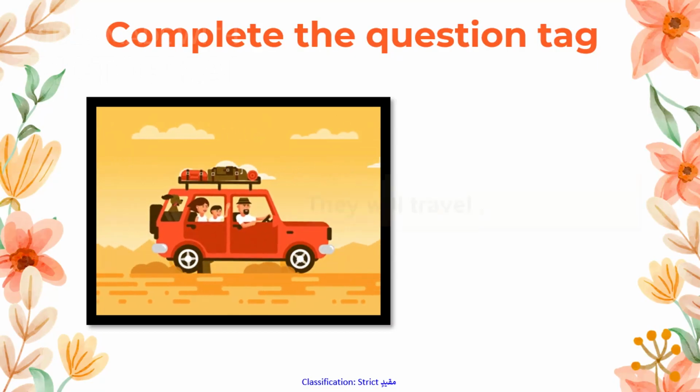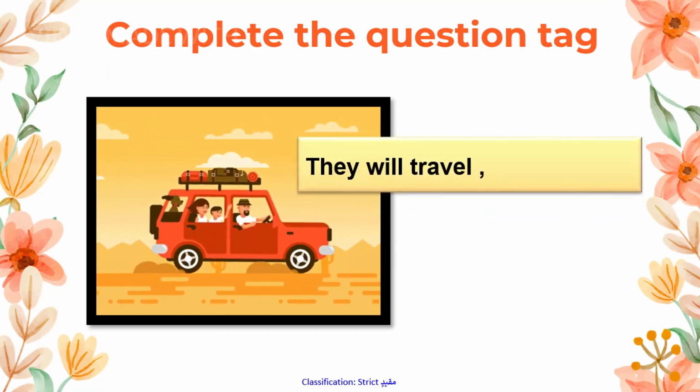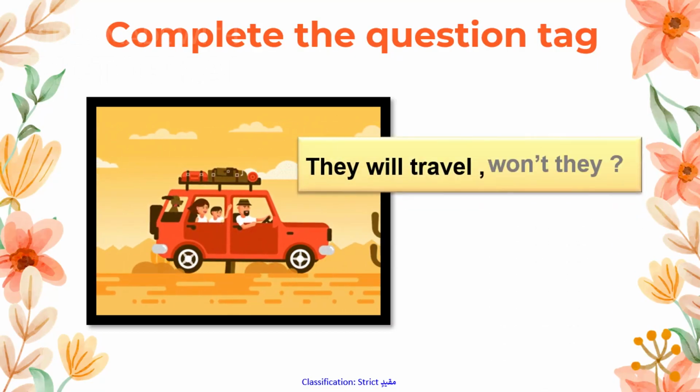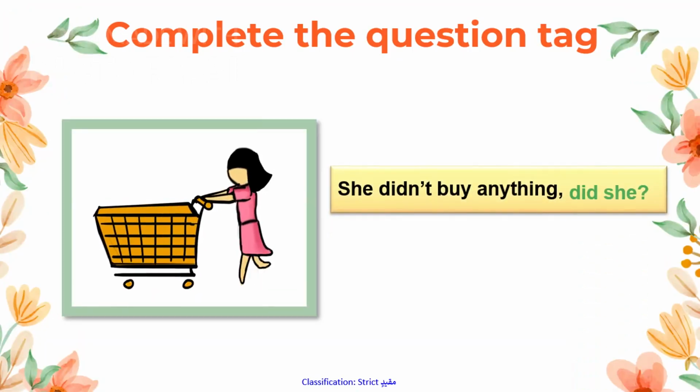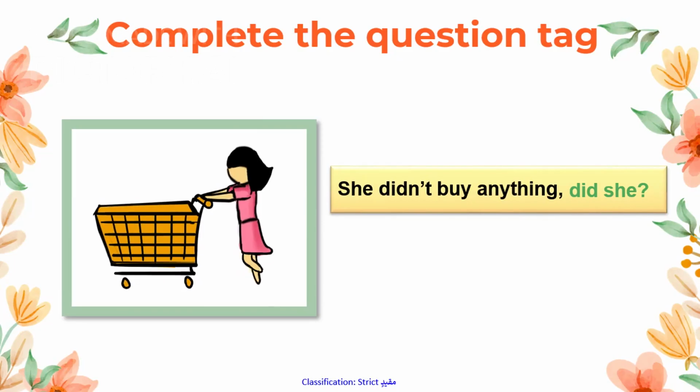Let's practice completing tag questions with examples like, they will travel, won't they? This helps us reinforce our understanding of how tag questions work in different contexts. Here's another example. She didn't buy anything, did she? Completing tag questions like this one helps us ensure clarity and agreement in our conversations.